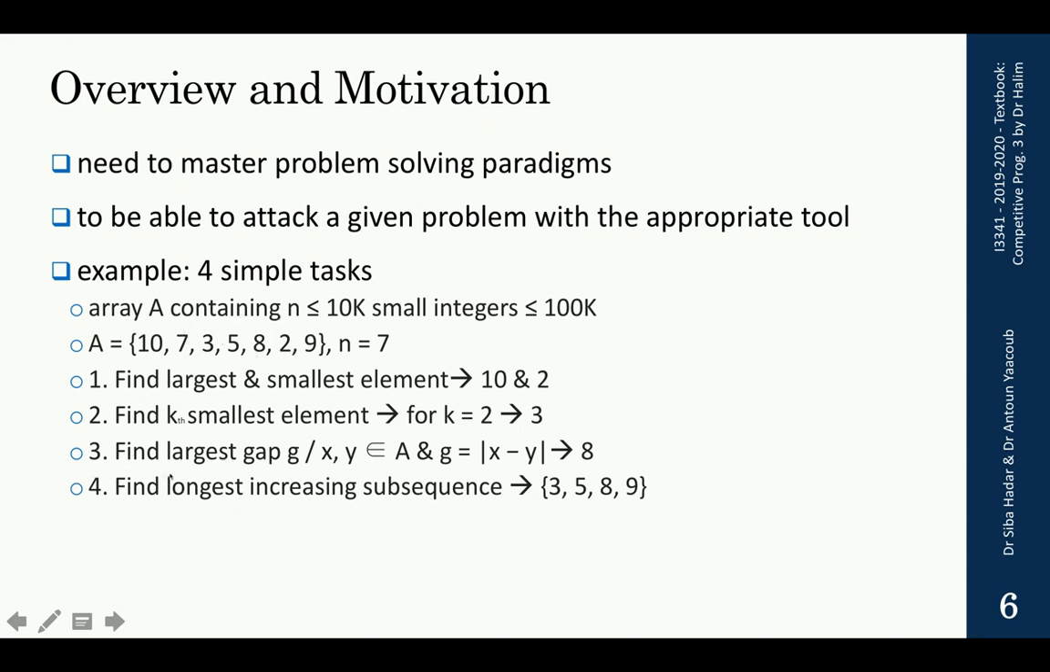Another kind of problem is to find the largest gap inside this array. The largest gap is defined by x and y elements of A, such that the absolute difference between x and y is the largest, and here the largest gap is 8. And the fourth problem is to find, for example, the longest increasing subsequence. In this array we can find 3, 5, 8, 9, which is the longest increasing subsequence.